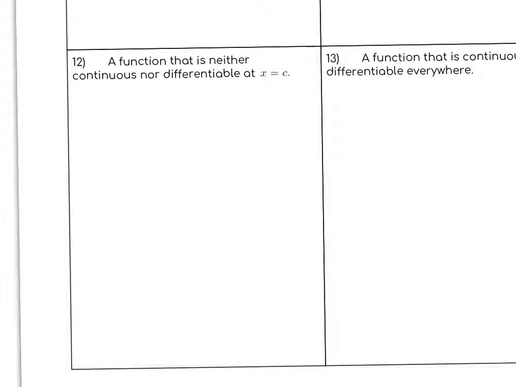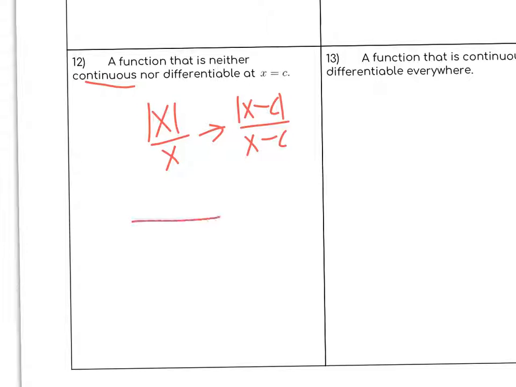Neither continuous nor differentiable at x equals c. Well, all we need to do is do something that's not continuous here. So I might do one of my favorites, which is the absolute value of x over x, and maybe even make this x minus c over x minus c. What this ends up doing is giving us a graph that has a negative part and a positive part, and ends up looking something like this.